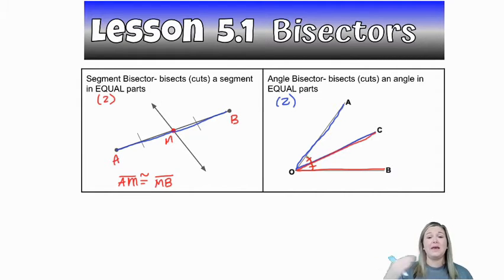So if I know the entire angle, I can find out what half of it is if I have an angle bisector. So a bisector cuts it exactly in half. Not just cuts it, but it cuts it exactly into equal parts.